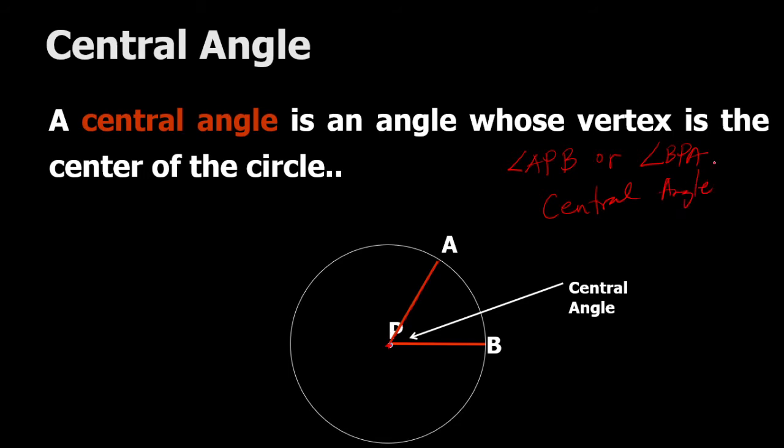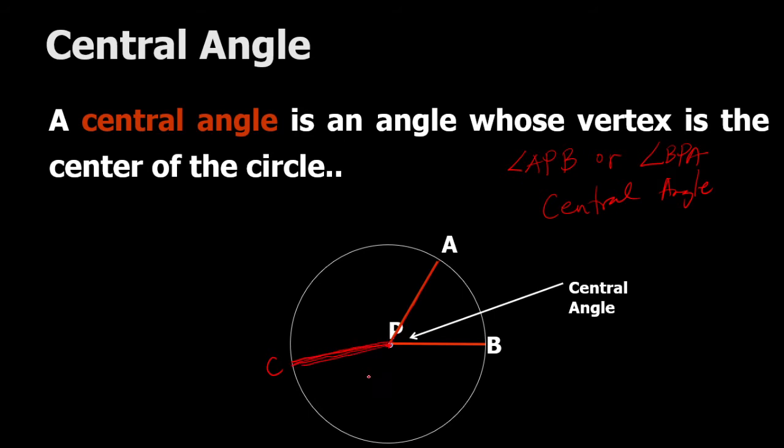Now remember that in a circle, it can be said that it is a central angle if the segment contains radii. Okay? Say, let's create one more radius. Say this is radius PC.